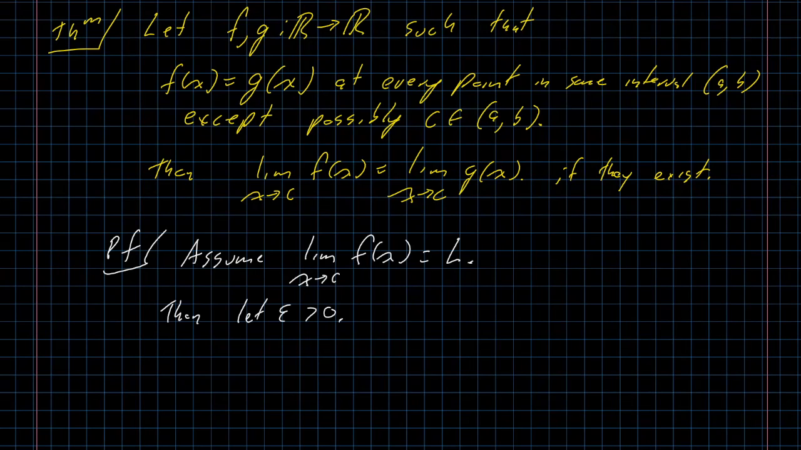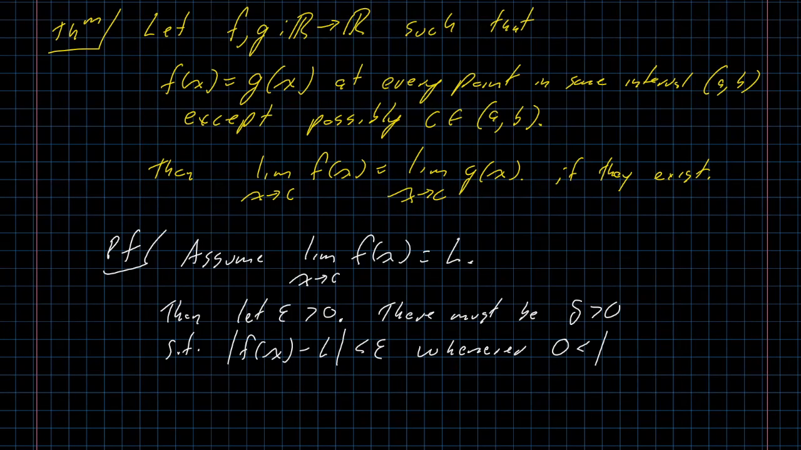Now I can let epsilon be bigger than 0. And the definition of a limit says there must be a delta bigger than 0 such that the absolute value of f of x minus L is less than epsilon whenever 0 is less than the absolute value of x minus c is less than delta.